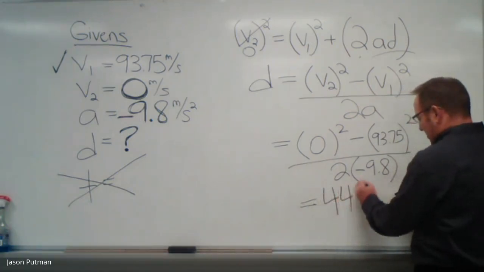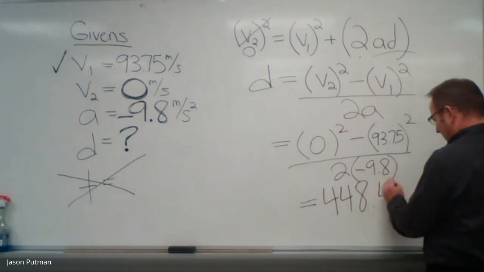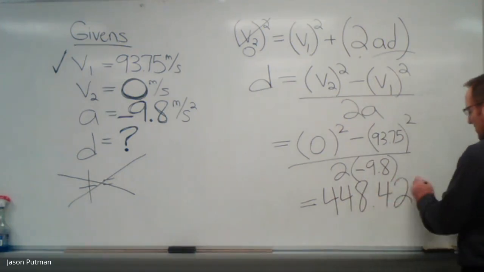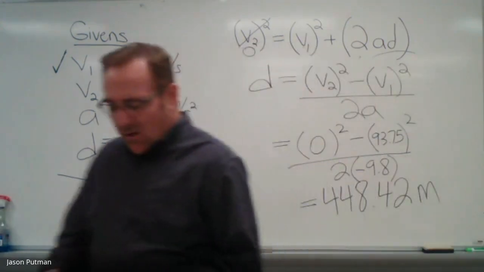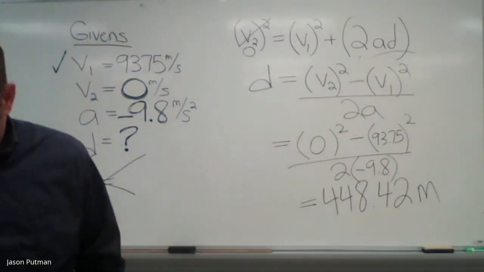In this case, it doesn't make much of a difference. Still 448.42, a little bit more specific. But when you isolate first, you always get more specific answers. But like I said.